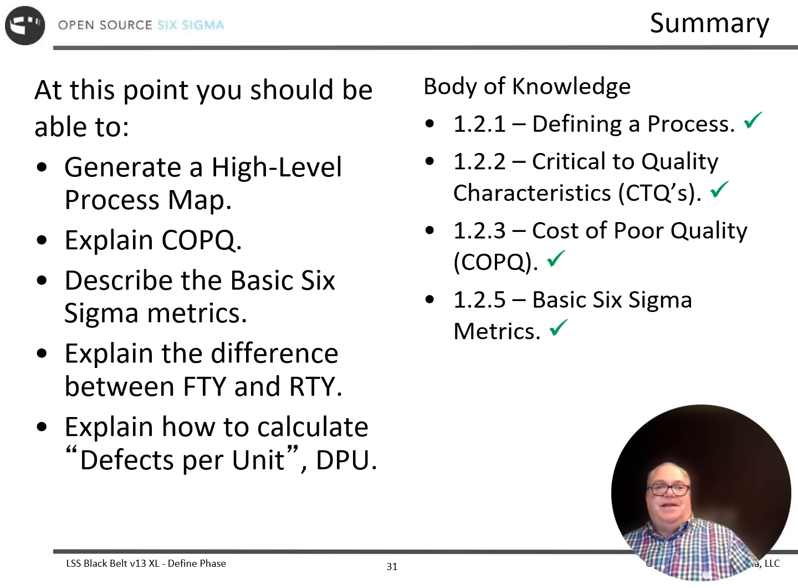The last couple slides got into the idea of defects per unit versus defectives. And then finally, the difference between this sort of nonsensical first-time yield, did I scrap anything or not, versus did I really get a defect-free unit all the way through my process. And then the body of knowledge elements that match these: I can now define a high-level process, talk about critical to quality characteristics, how those translate into cost of poor quality, and then these basic Six Sigma metrics are the ones we talk about over here.